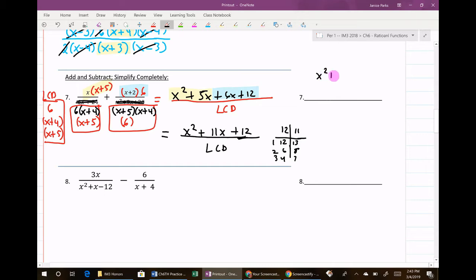So your final answer is x squared plus 11x plus 12 over the LCD, which is 6 times x plus 4 times x plus 5. And you want to not multiply that out. You just leave it the way it is.